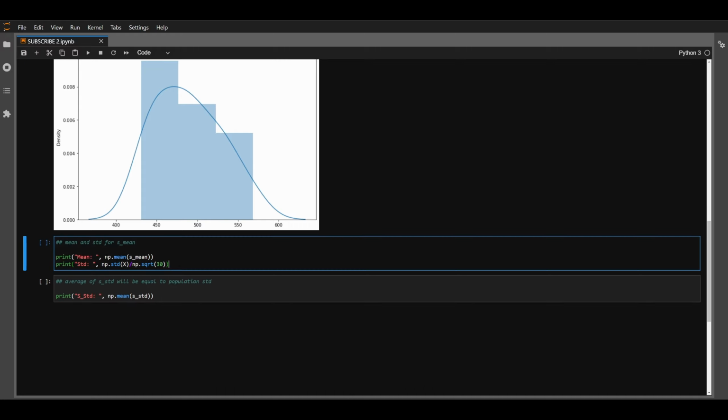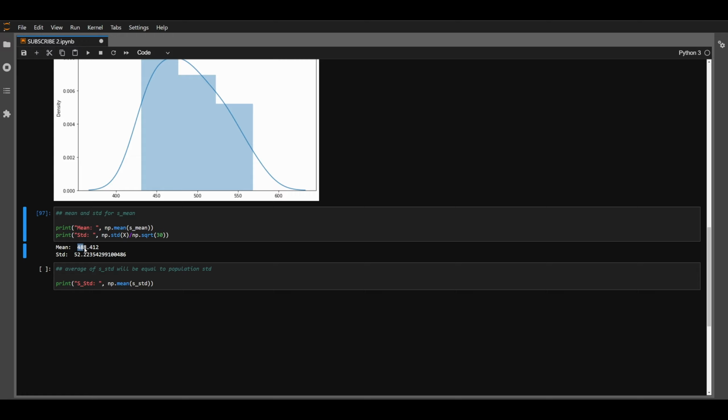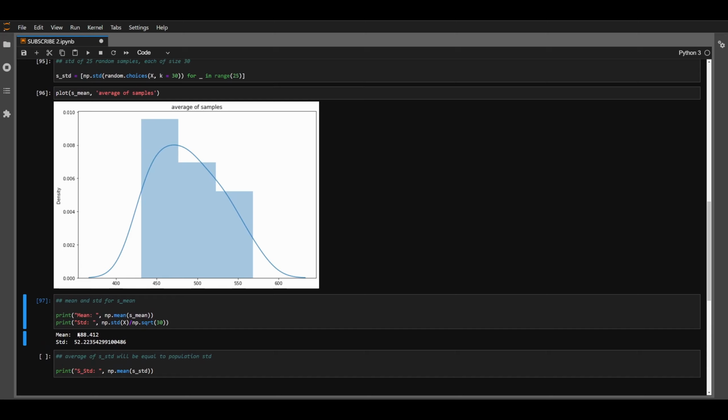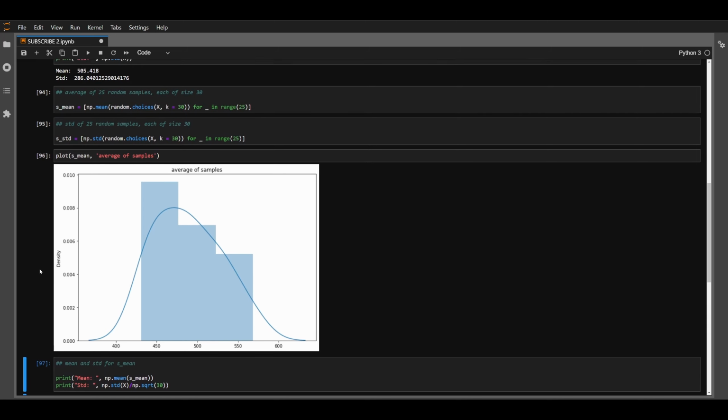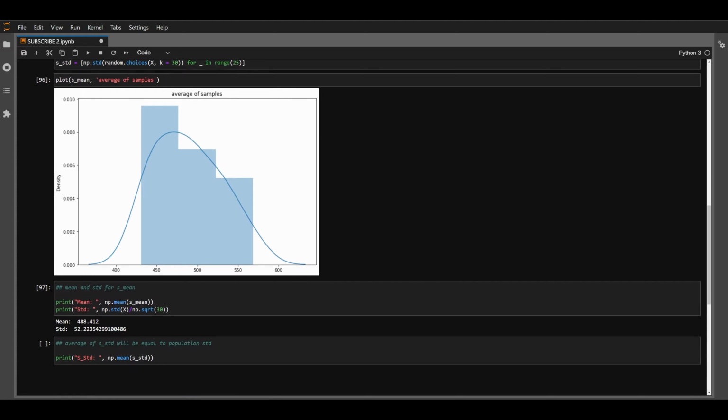So here I'm computing the mean of this distribution that is shown above in this picture, and we are also computing the standard deviation of this distribution by using this formula. Let's just run this. So the mean of this one is around 488 and the standard deviation is 50. So if CLT holds true, this should be almost equal to what we have for the population distribution, and it's around 505. So I would say it's pretty close.